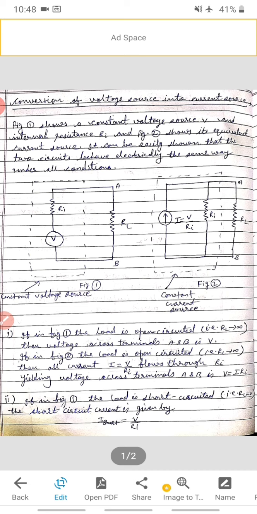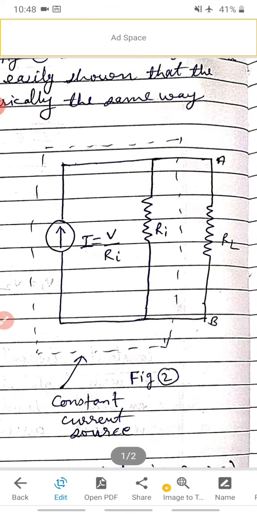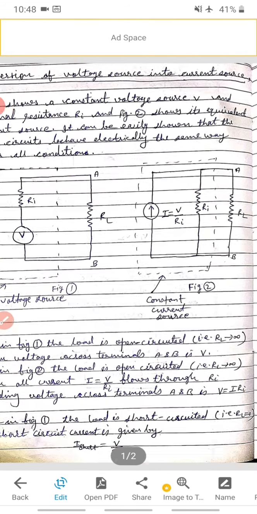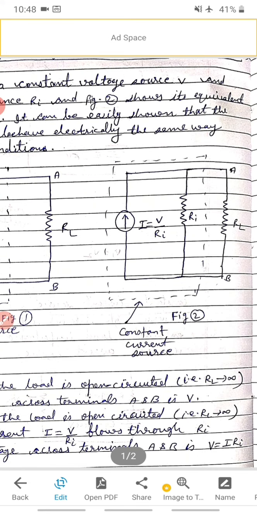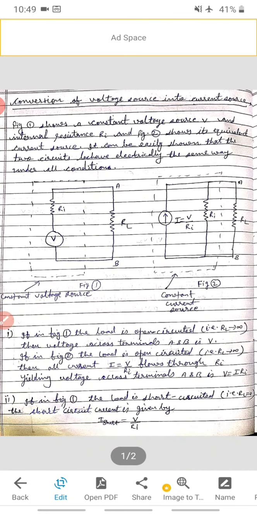Now second case, if in figure first the load is short circuited, means RL equals 0, then short circuit current is given by I short equals V upon Ri. If load is short circuited, then the short circuit current is given by I short equals V upon Ri.